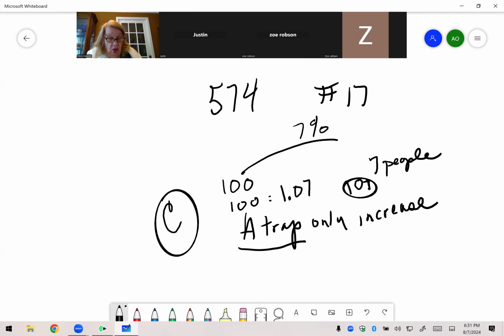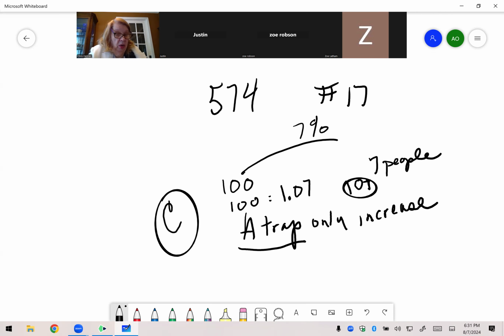I don't want the increase. I want all the people in 2016. So Zoe Latham, does that make sense? Okay, and Zoe Robson, and Justin. Okay, so you're gonna pick C for this one, because they have A dangling out there as a nice trap, but we're not gonna fall for it.